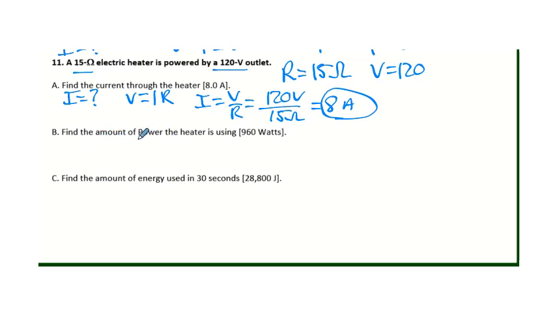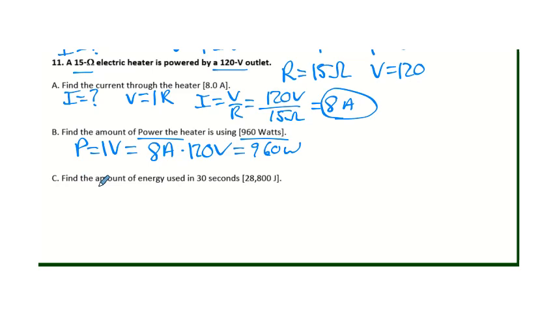All right, find the amount of power the heater is using. So we know voltage, we know resistance, and in part A we found current. So we should be able to use the power equation. So our current is 8 amps, and our voltage was 120 volts. So go ahead and multiply that in your calculator, 8 times 120, and you get 960.